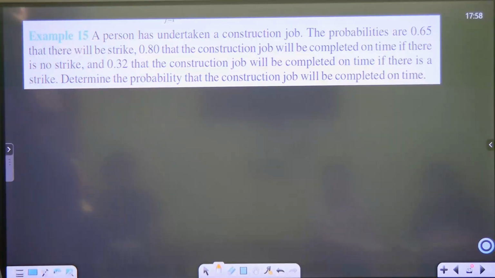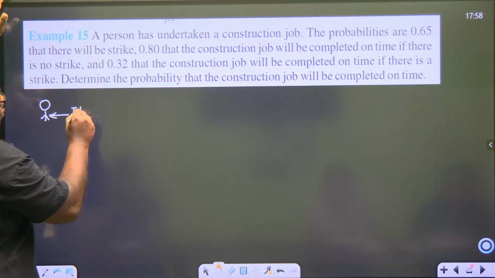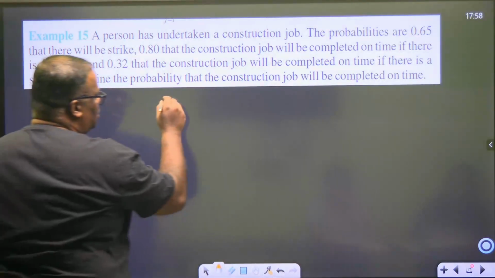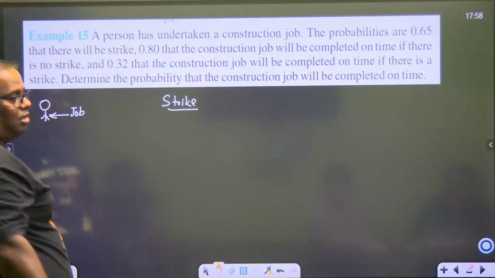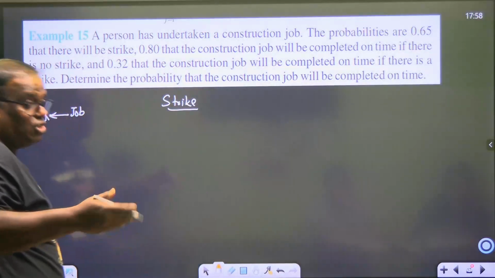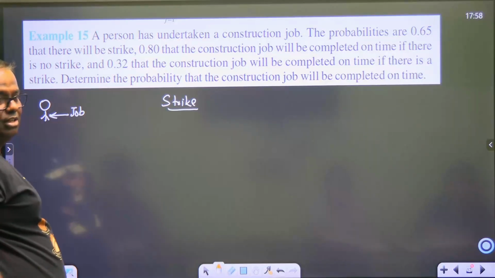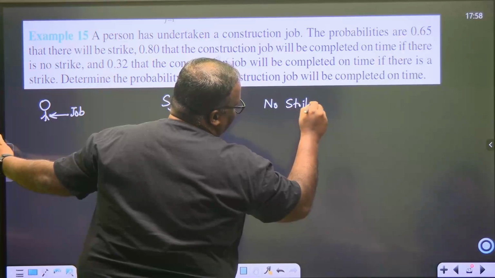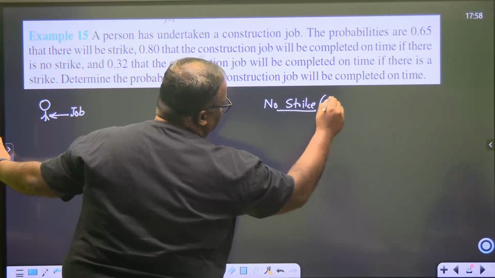Now let's understand the question. A person has taken up a construction job. So this is a person and he has taken up a job. While he has taken up this job, there is a chance of a strike happening. It's just like a marriage party during the Middle East war: there may be a gas cylinder, there may not be. So when there is a strike, no strike also can be there. Yes or no? Let's say strikes are represented by S and no strikes by S prime.